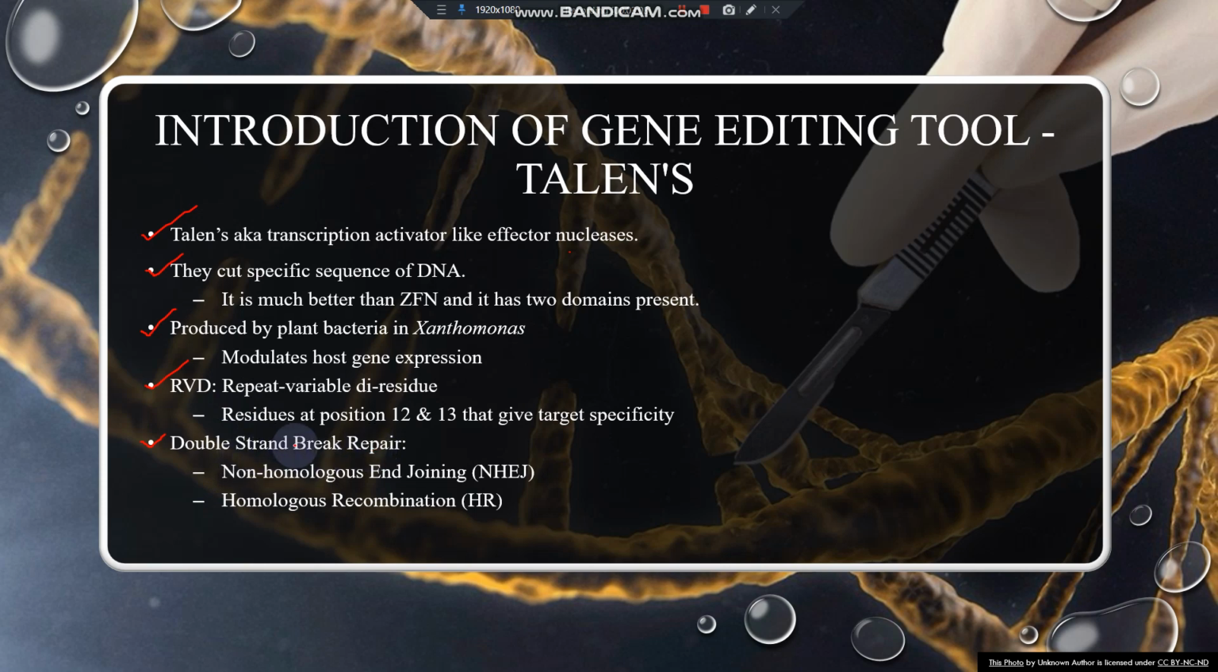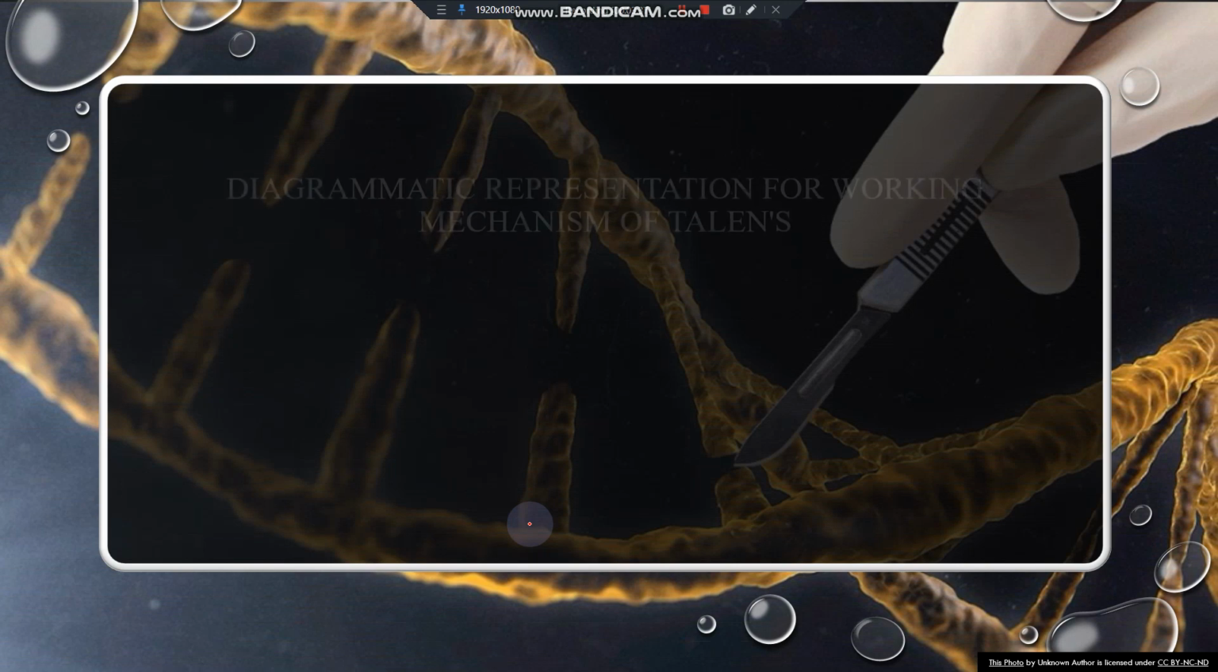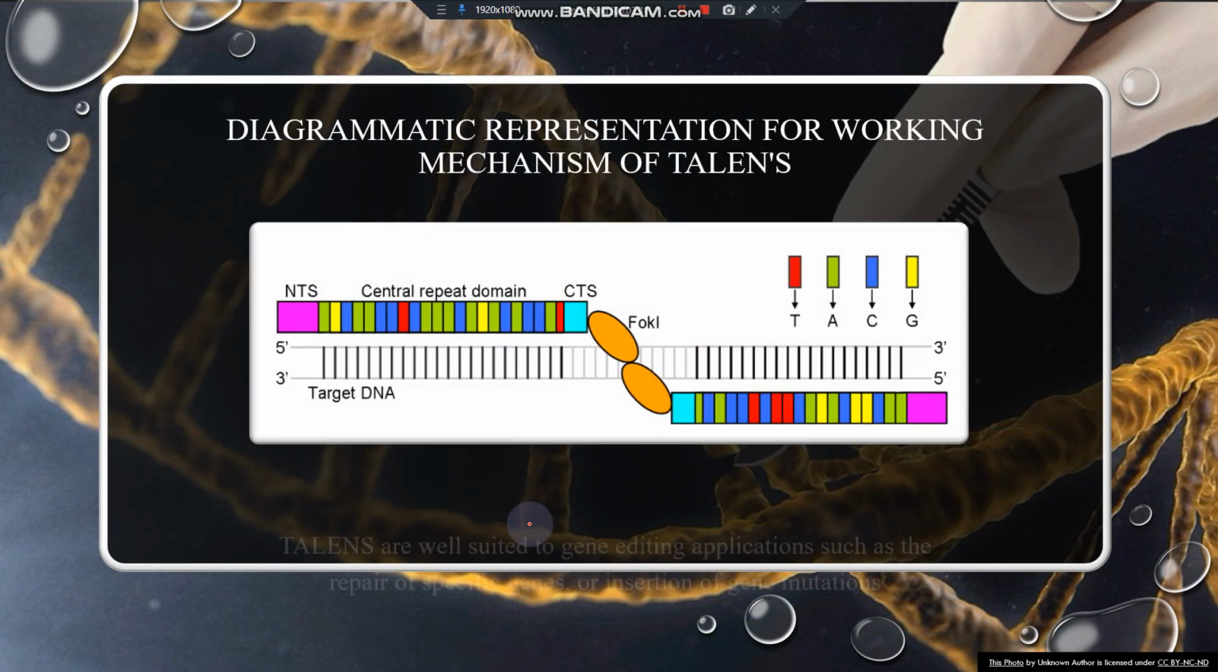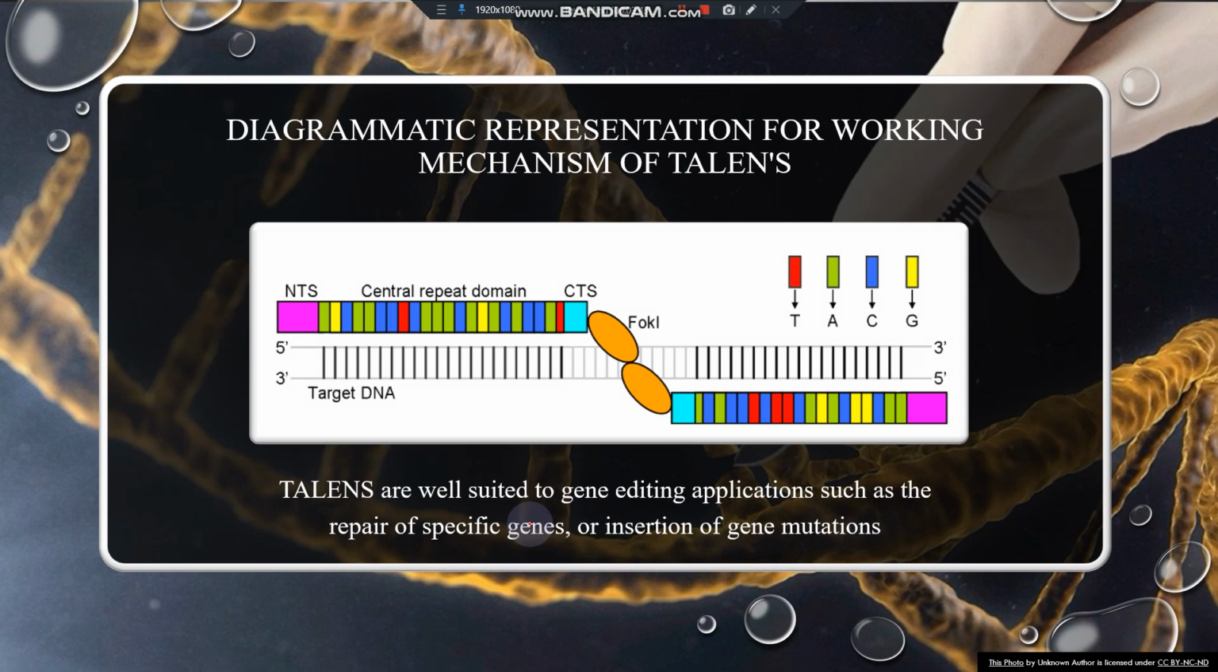DSB, or double strand break, can be repaired by two mechanisms, that is NHEJ and homologous recombination. NHEJ is non-homologous end joining. Homologous recombination was not in my research paper, so I am not going to discuss it. Non-homologous end joining is in my article, so I am going to discuss it. In the next slide, I am going to talk about the diagrammatic representation for the working of TALENs.